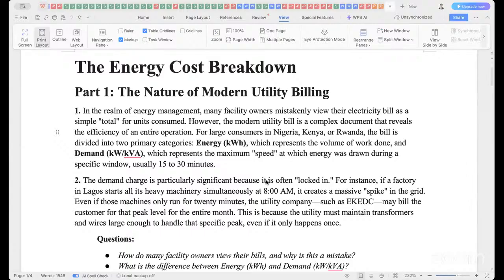Most of the time they look at the billing as based on the number of hours used, and there are certain things like fixed charges that they don't agree with because they don't know about them. And where I live, and in most places in Nigeria, they bring what we call an estimated bill. Many people are not happy with that, and facility owners too are against that.